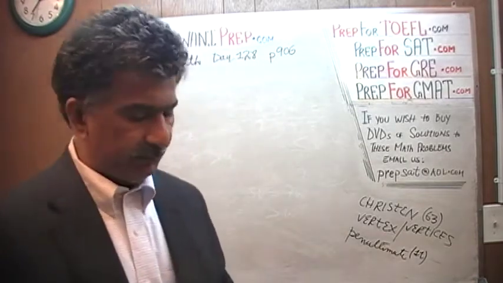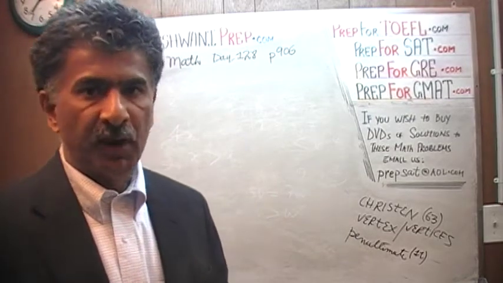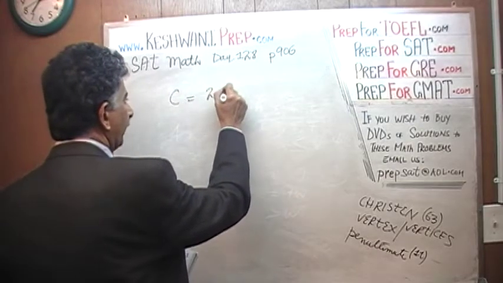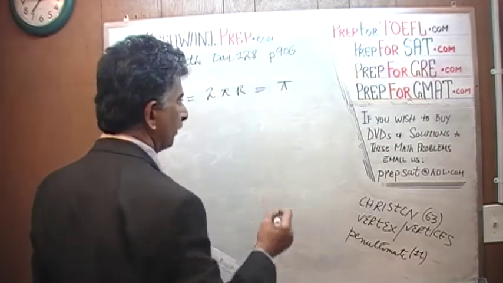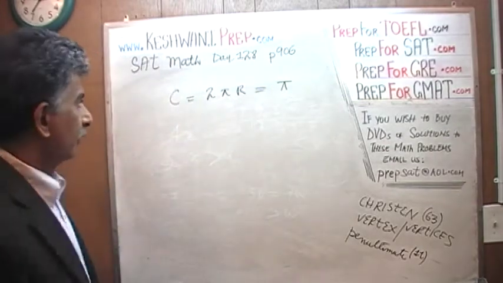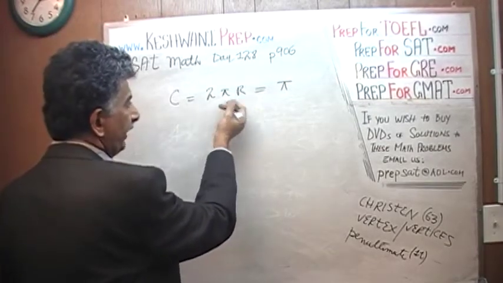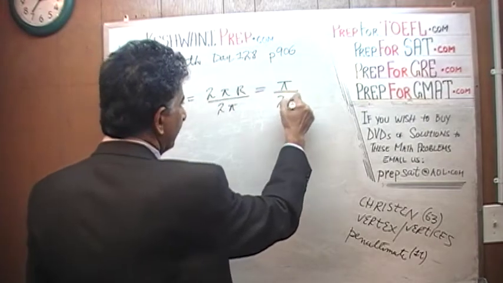First problem, number 11, it says, what's the radius of a circle that has a circumference of pi? Circumference we know equals 2 times pi times r, and we are told the circumference of this particular circle equals pi. And the question is, how much is r? So we have to solve for the radius here. Let's divide both sides by 2 pi.